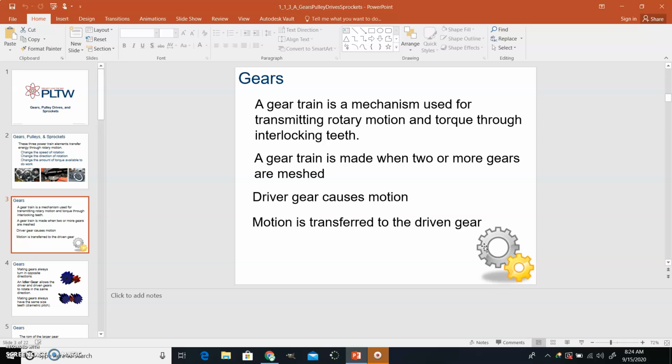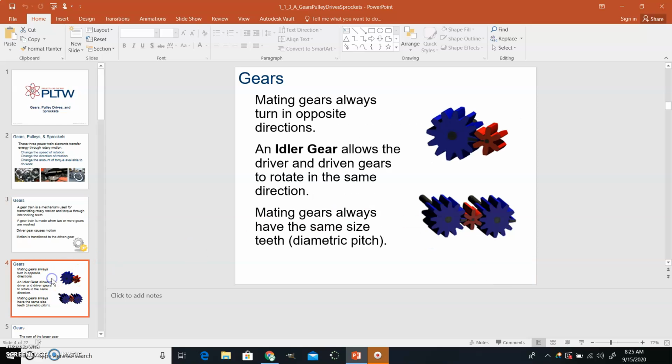The driver gear causes the motion. Whatever gear is on the input, so the one you start cranking or the one that starts with the power, that is the one that causes the motion. And then the motion is transferred to the driven gear, or sometimes called the output gear. Those could be called any of those, and those would also be acceptable to be called that.